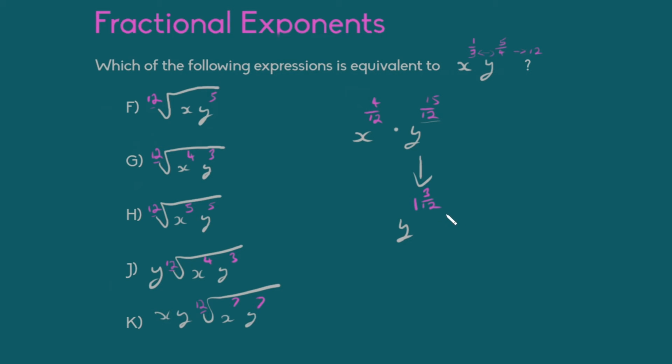And so now we know what we're looking for in the answer choice: we want x to the 4 over 12. So we want x to the power 4 under the 12th root sign. And only answer choices G and J give us that. And then we want y to the 1 and 3/12. That means we need a y outside of the surd. And answer choice J gives us that. And inside the surd, we have y to the 3/12. That is y to the 1 and 3/12. So our answer choice in this case is going to have to be J.